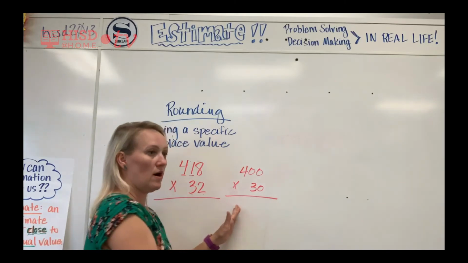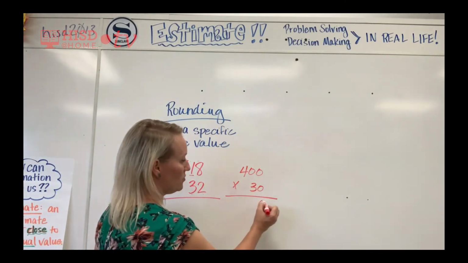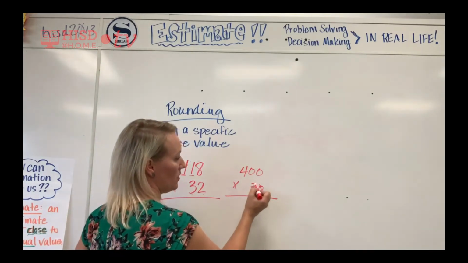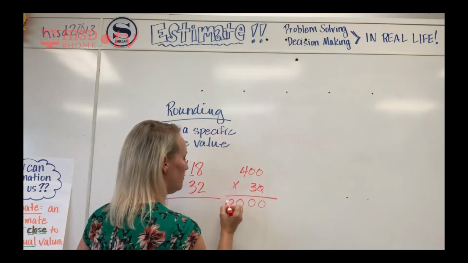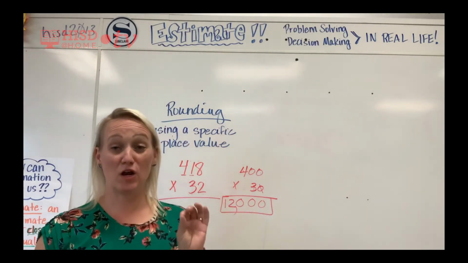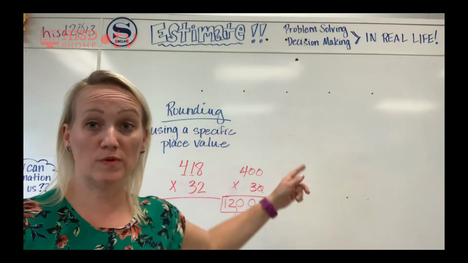So if you know about column multiplication, which you should by now, you can drop this 0 just as a bookmark because they'll all be zeros. And then you can continue on. 3 times 0 is 0. 3 times 0 is 0. 3 times 4 is 12. And your answer would be 12,000. So that was very quick, easy, and convenient using rounding to the largest place value.